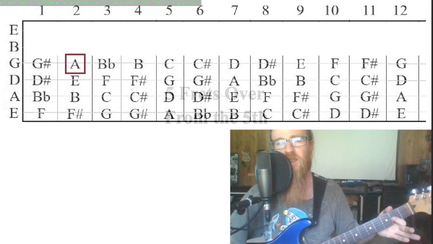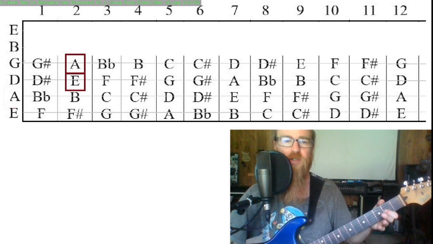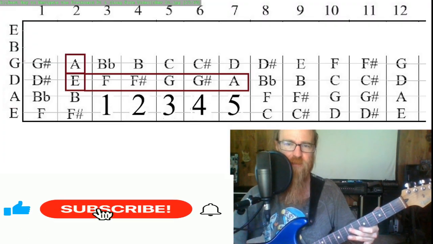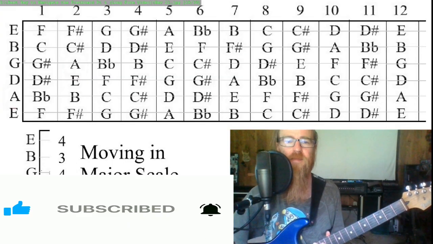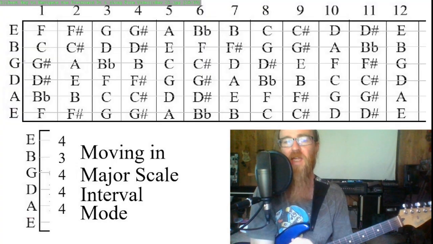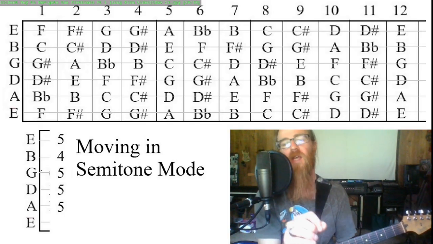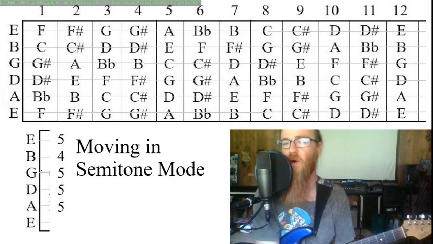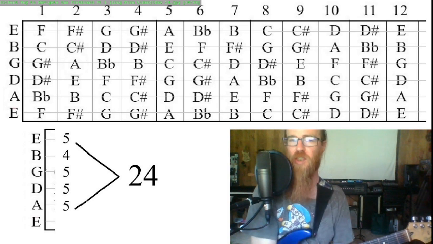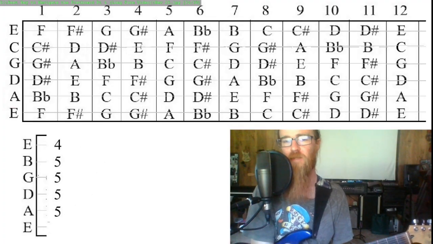Here's another tip. Say you're on A, second fret, third string, and you want to find the A above it. What you're going to do is go up and count 1, 2, 3, 4, 5, and you're going to find it there. So moving in major scale interval mode, each string is tuned to a 4th except for the B string, which is tuned to a 3rd. Moving in semitone mode, every string's a 5th except the B string's a 4th. The reason is that you need 2 octaves to cover 6 strings, and tuning the B string to a 4th instead of a 3rd does that.